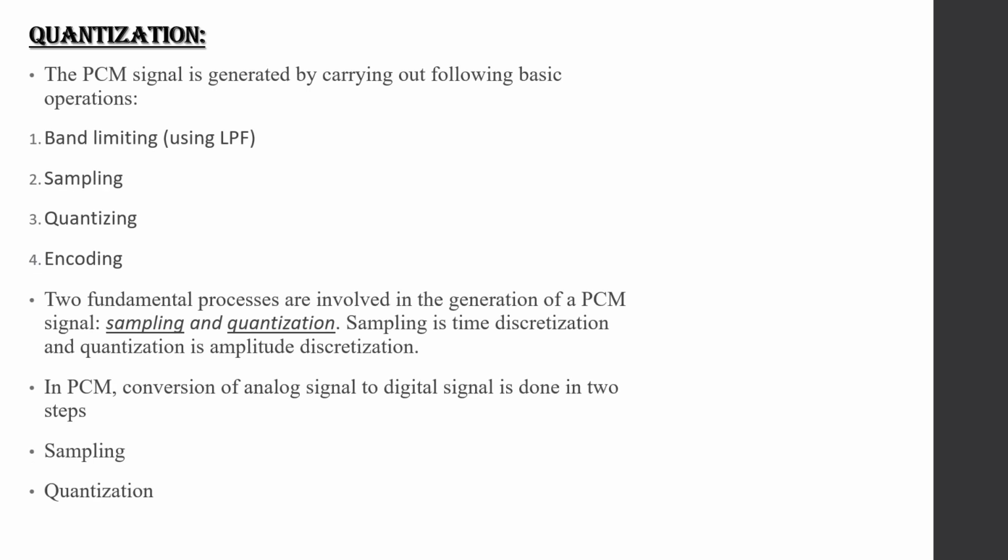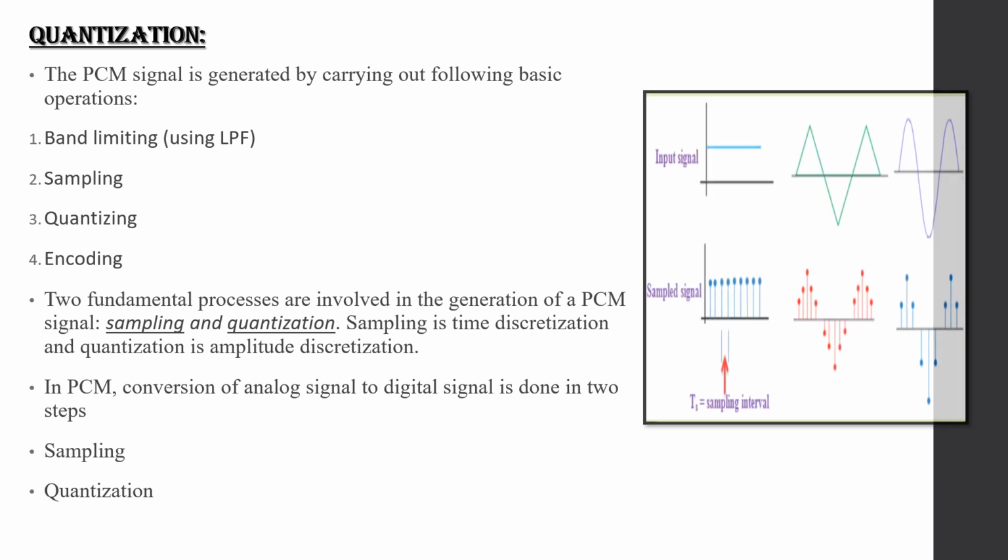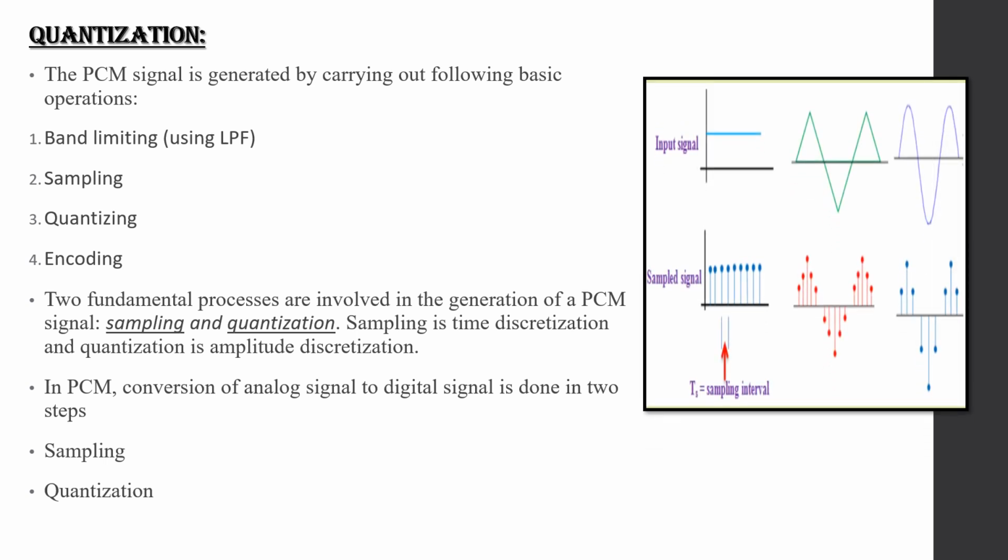Then we start with quantization. The PCM signal is generated by carrying out the following basic operations. Number one, band limiting using LPF. Number two, sampling. Number three, quantizing. Number four, encoding. Two fundamental processes are involved in the generation of a PCM signal. Number one, sampling, and number two, quantization. Sampling is time discretization, and quantization is amplitude discretization. In PCM, conversion of an analog signal to a digital signal is done in two steps. Number one, sampling. Number two, quantization.